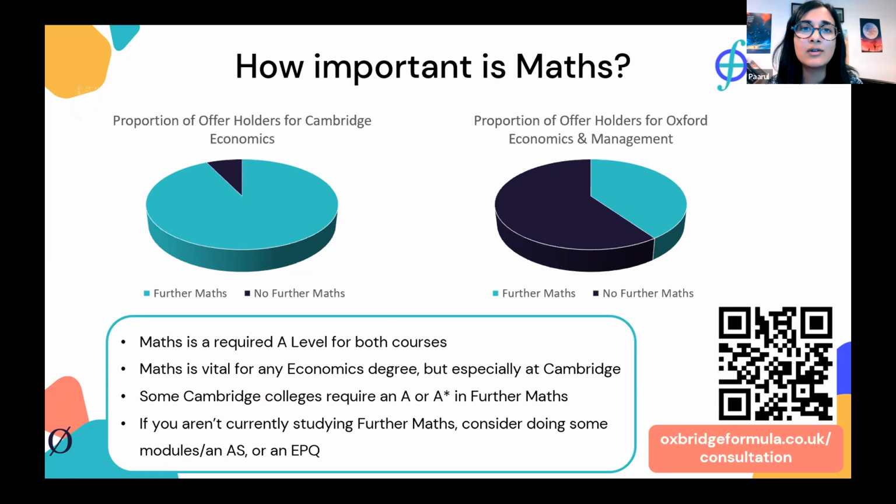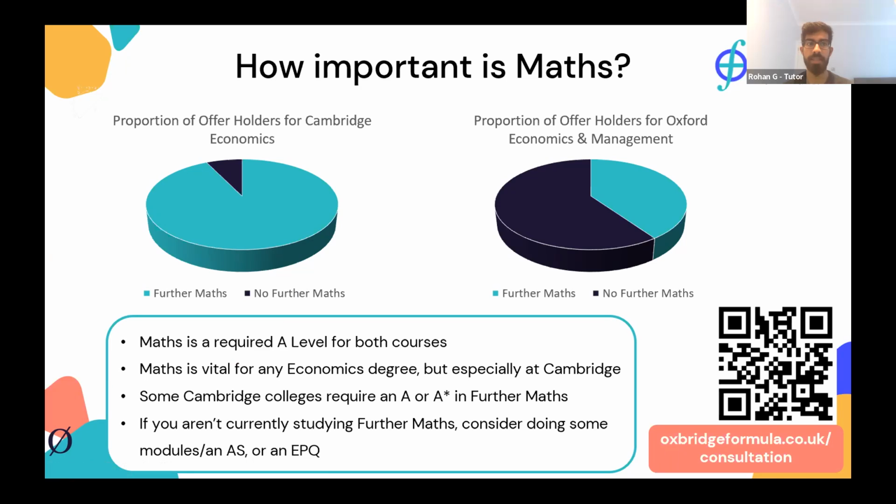And if you aren't currently studying further maths, then what we would recommend is that you should consider doing some modules or an AS level in maths. I would say an EPQ in maths probably isn't actually that helpful. And if I'm not mistaken, I believe it's the statistics modules in particular that could be really helpful. Rohan, would I be right in thinking that? If somebody didn't do further maths, what modules would be good ones for them to catch up with? Or what topics?